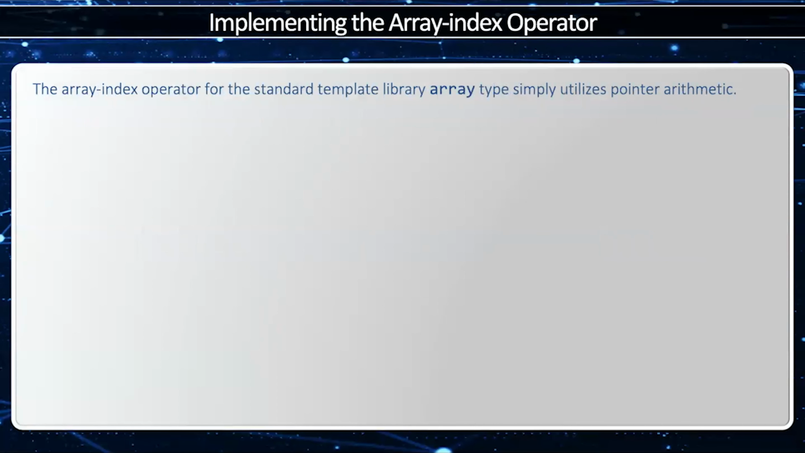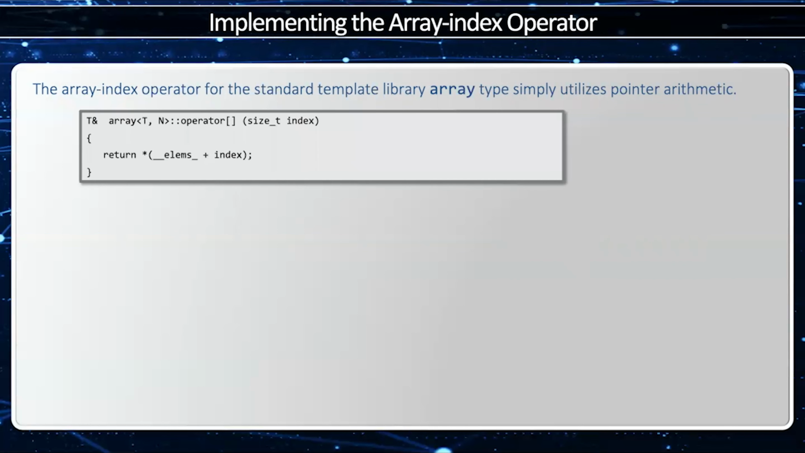So how do we implement the square bracket operator, otherwise known as the array index operator or the subscript operator? It goes by many names. Well, first of all, the square bracket operator, the full name is array T and N, where T is the base type and N is the number of elements, :: operator square bracket. That's the full name of the function. It's going to return a T by reference because it's both read-only and read-write. And it's going to take one parameter, which is the index. And the index is of size_t, which is an unsigned integer.